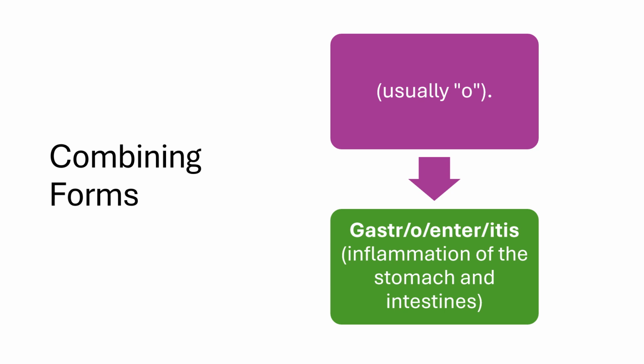Now, if I were just to look at that word without knowing those different medical terms, could I figure out what it meant? Probably not. But if I break it up into the different medical terms, then it's much easier to decipher. So once again, we've got gast, that is your stomach root word. You need a combining vowel, your O. Enter is intestines, and then itis is inflammation. So inflammation of the stomach and intestines. You will also notice in this word we do not have a prefix, and that's okay. Not all medical terms will have a prefix, but they will always have a root word and a suffix.